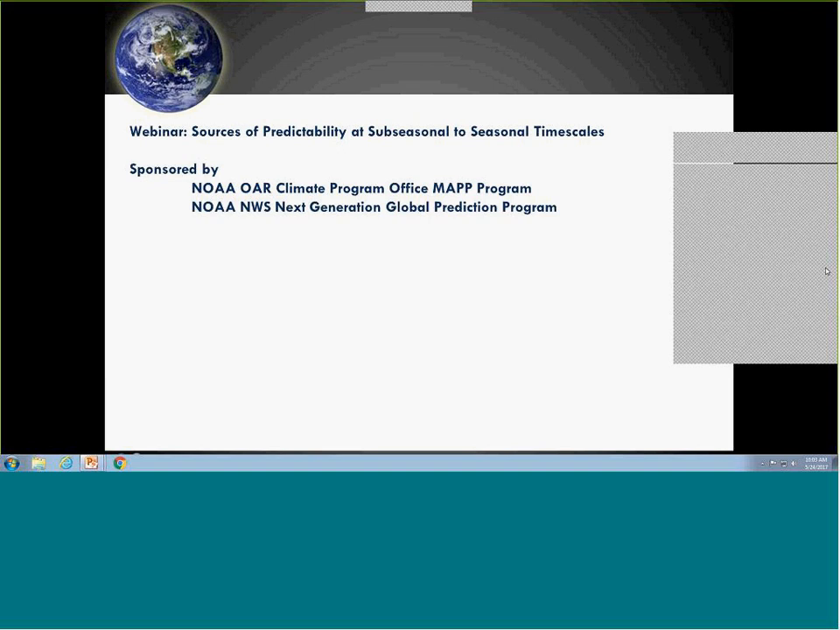Stakeholders in sectors such as emergency management, energy, and water resource management have a need for skillful predictions at this timescale. And in September 2015, the Climate Prediction Center started issuing experimental weeks 3-4 precipitation and temperature outlooks, and just recently has operationalized the temperature outlooks for weeks 3 and 4.